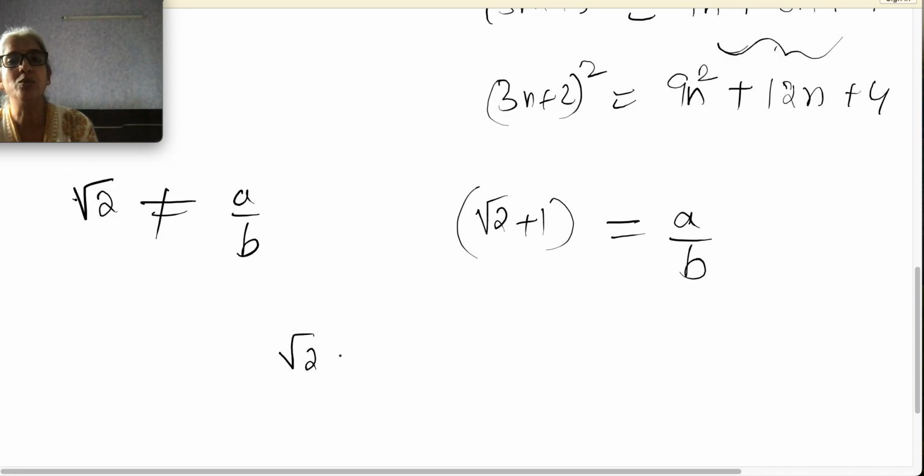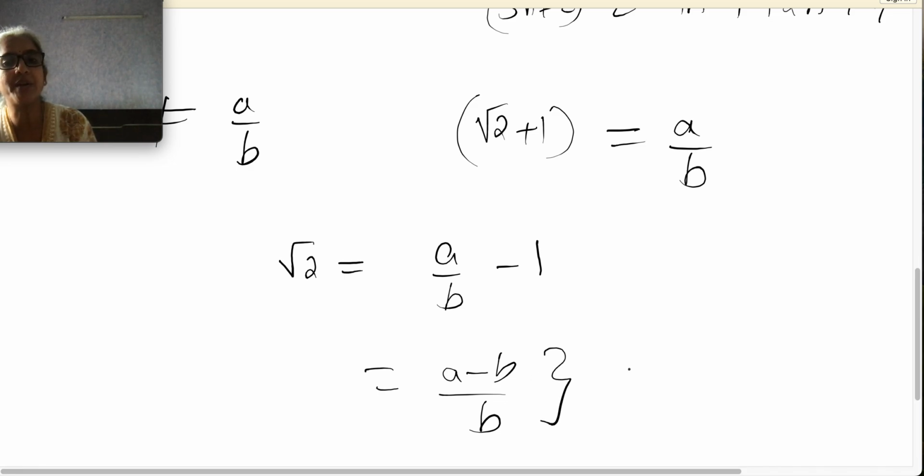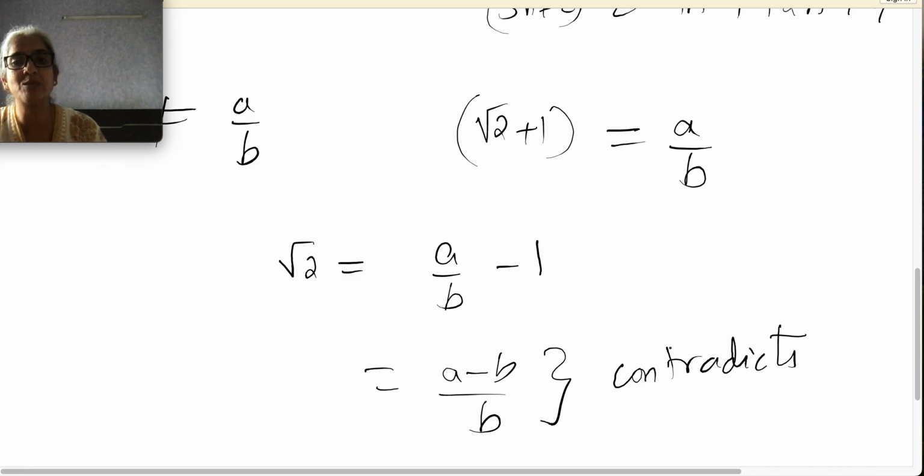And therefore root 2 is a by b minus 1, which is a minus b upon b. If a and b are both integers, then a minus b upon b is also an integer upon b. But this contradicts the result that root 2 is an irrational number. Then how can root 2 be expressed as a ratio of two integers?